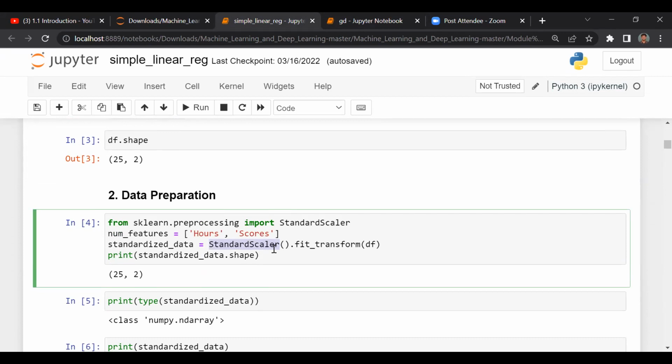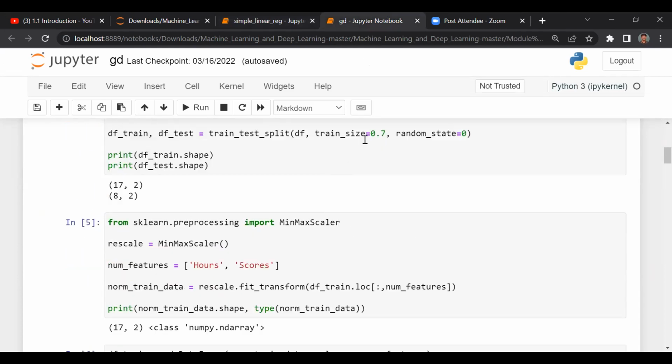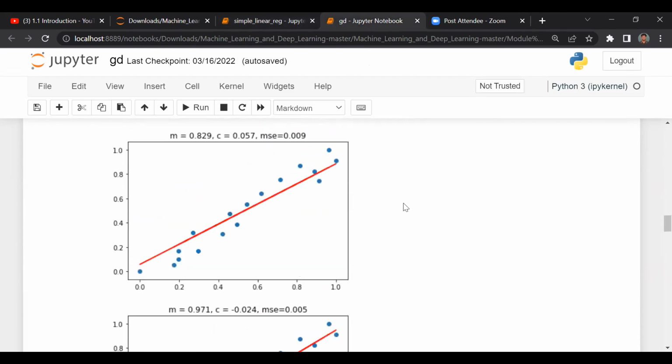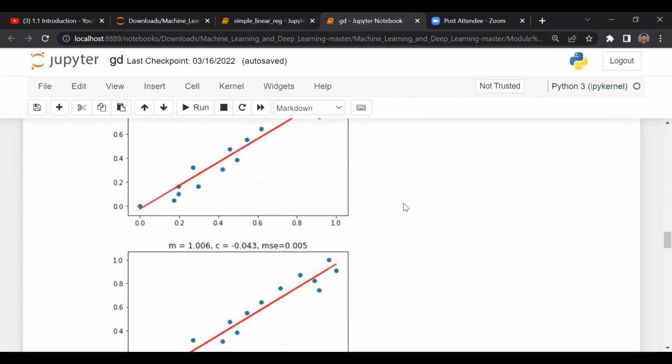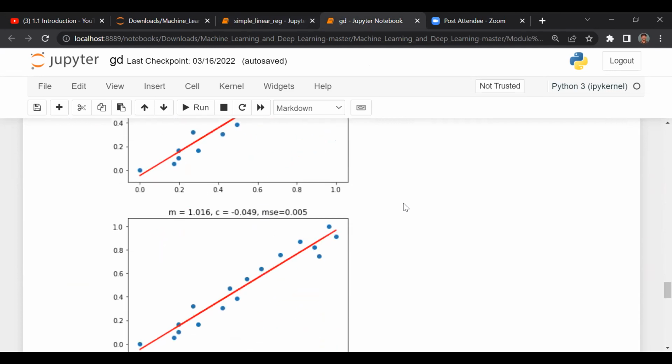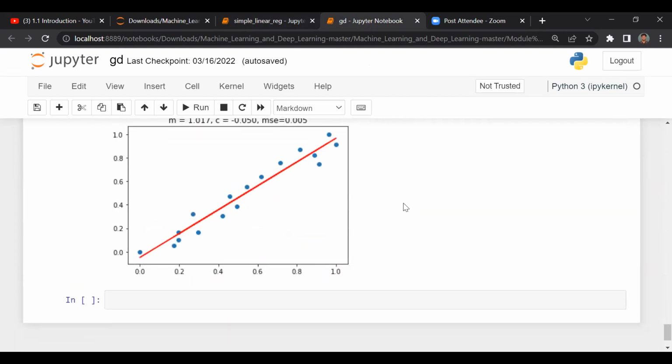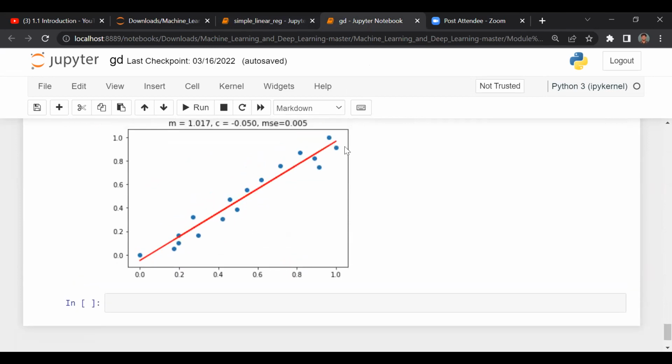If you do not do standardization of your data, it might take you a lot of time to converge to the correct solution. What do I mean by converge? You start with a line, you keep on finding the line, you try to find the best line. This is called convergence to the solution. Here we took maybe 10 steps, but if you do not scale your features, it might take a lot of time to converge.